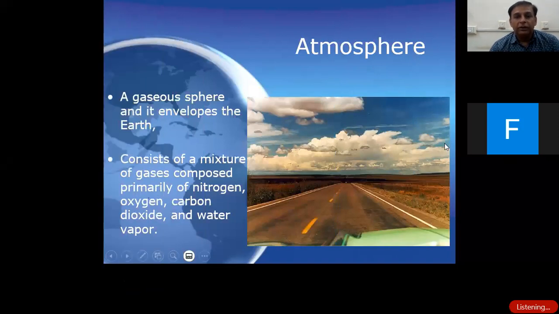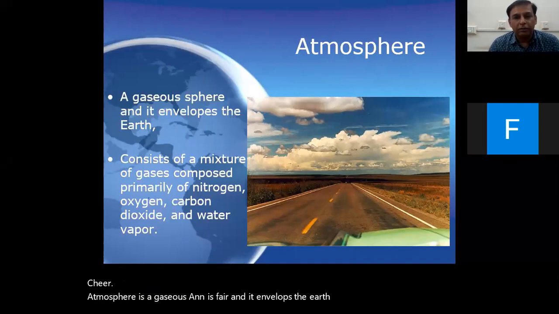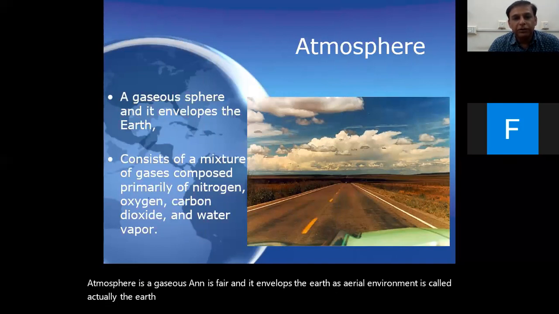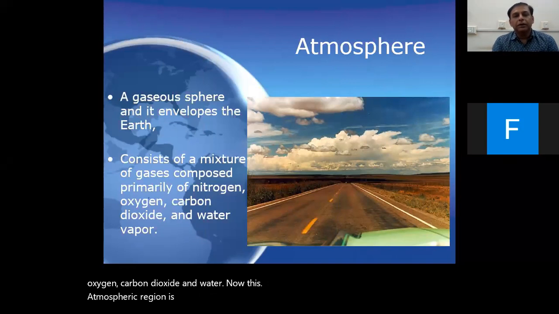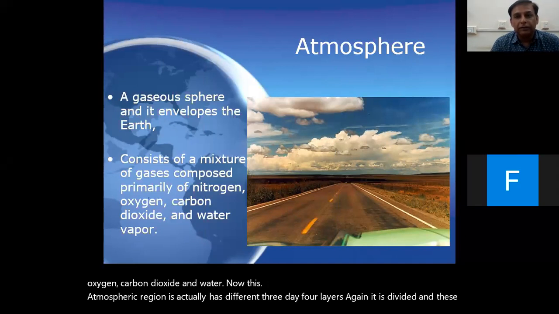Okay, the atmosphere is a gaseous sphere and it envelops the Earth. Earth's aerial environment is actually called the atmosphere. It consists of a mixture of gases composed primarily of nitrogen, oxygen, carbon dioxide, and water. Now, this atmospheric region actually has four different layers. Again, it is divided, and these are divided on the basis of temperature.